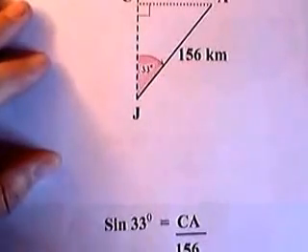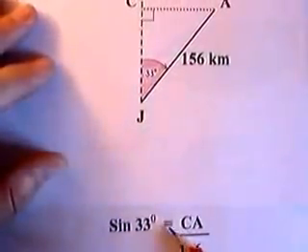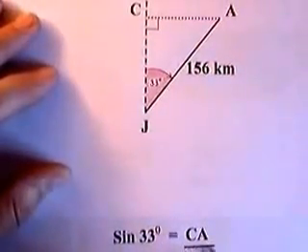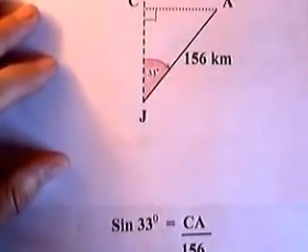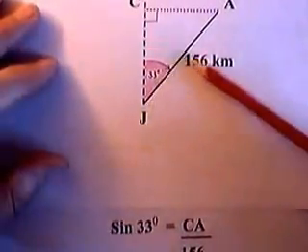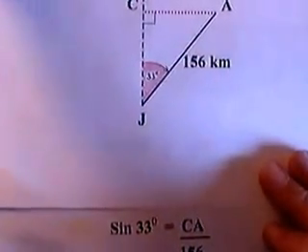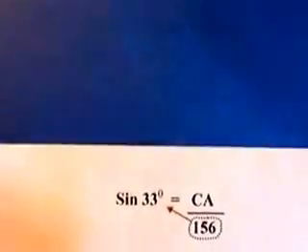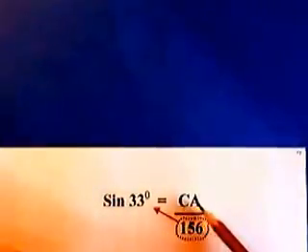There. We would say the sine of 33 degrees is equal to CA, the length opposite to the angle, divided by 156 kilometers, which is the length of the hypotenuse, like that. Okay, so now our only problem is how to solve this equation, and here's how we do it. We again want to make CA the subject of the equation.